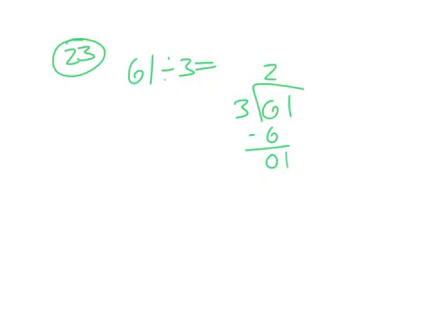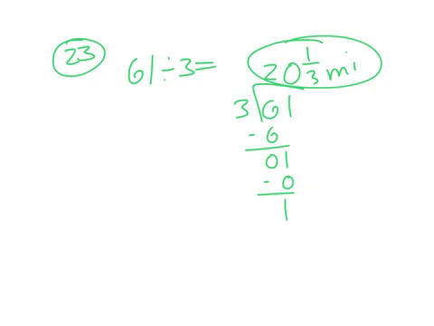Bring down the 1. How many times will 3 go into 1? It won't. 0 times 3 is 0. Subtract those, I get a remainder of 1. So my answer so far is 20 1/3 miles. Am I done reducing this fraction? Yes, I'm done reducing the fraction because my numerator is 1, so I'm done. So my final answer for number 23 is 20 1/3 miles.